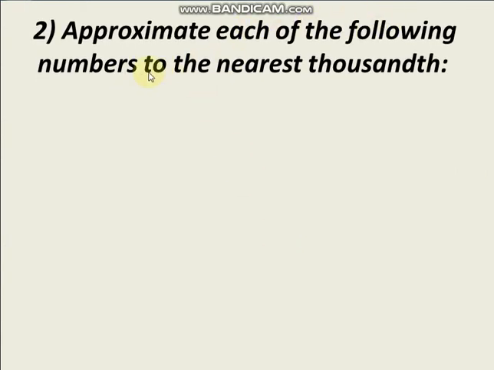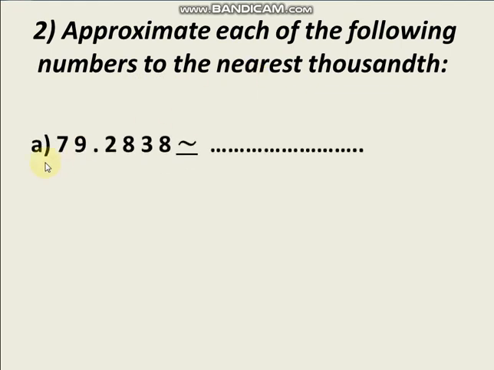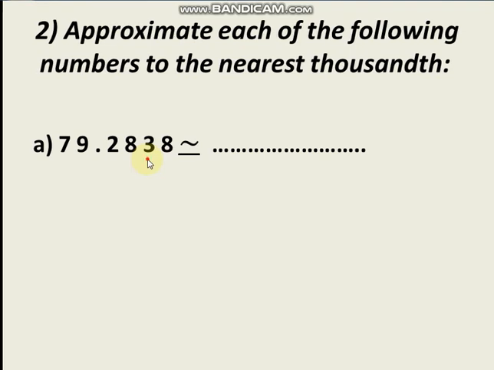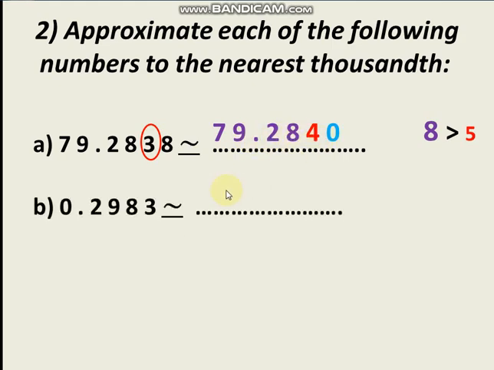Approximate each of the following numbers to the nearest thousandth. Letter A. 79.2838. Approximate to the nearest thousandth. At first, put a circle around the thousandth. Thousandth here is digit 3. Look at the right. We have here digit 8. 8 is greater than 5. So we replace it by 0 and add 1 to the thousandth. So the result will be 79.2840.